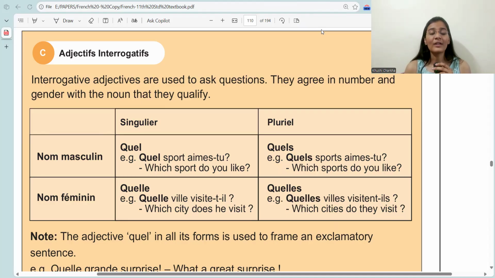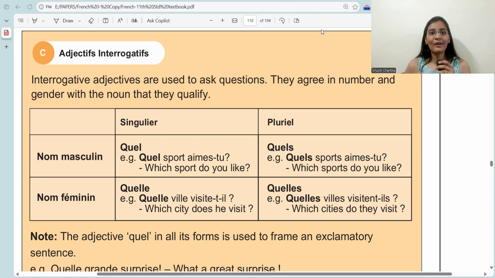Interrogative adjectives. Interrogative adjectives are used to ask questions. Obviously, as the name suggests, interrogative adjectives are used to ask questions. They agree in number and gender with the noun that they qualify.